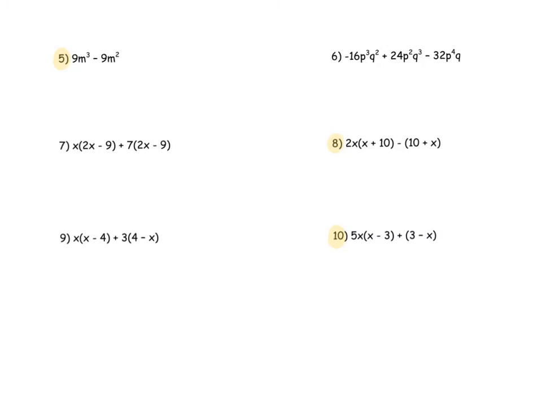Okay, why don't you try number 5 on your own, and then hit resume when you're ready for the answer. Okay, so you should have noticed that they're both divisible by 9, and the lowest exponent between the m to the third and the m squared is an m squared. So we're going to divide everything by 9m squared. The 9's cancel. M to the third divided by m squared is m. And everything cancels in this last piece. So anything divided by itself, don't forget, you should have put a 1.